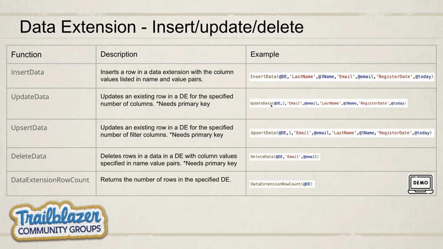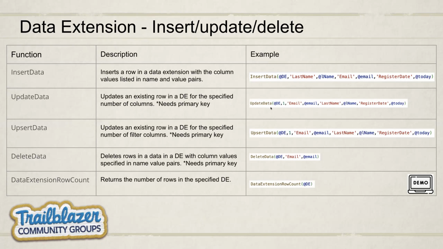Okay, so update data. Update data is also straightforward. If there already exists data that has a primary key, because remember, we need a primary key for all of these other operations because Marketing Cloud first has to identify a record, right? You cannot really update data if you can't identify a row with the same primary key.